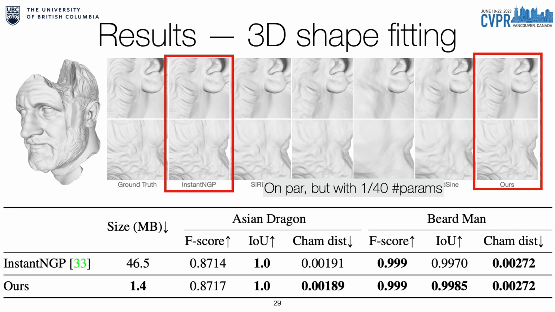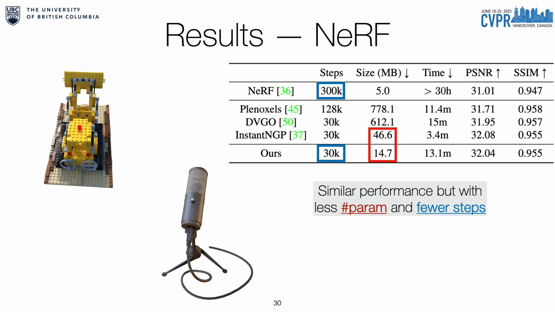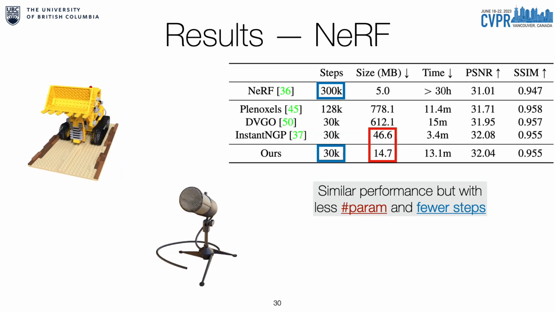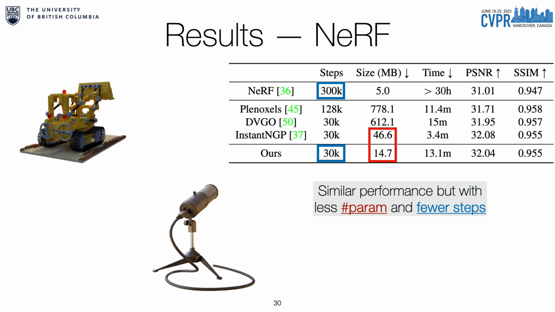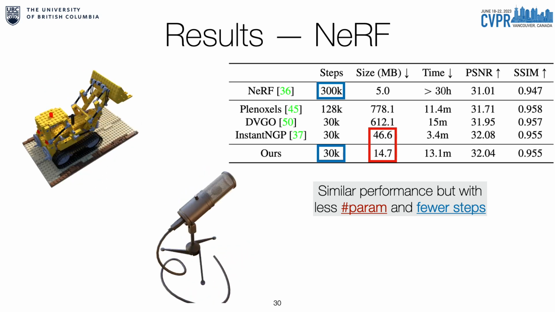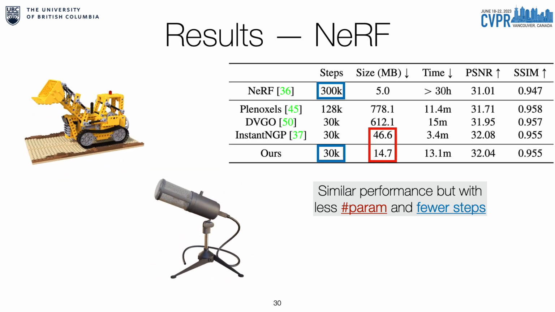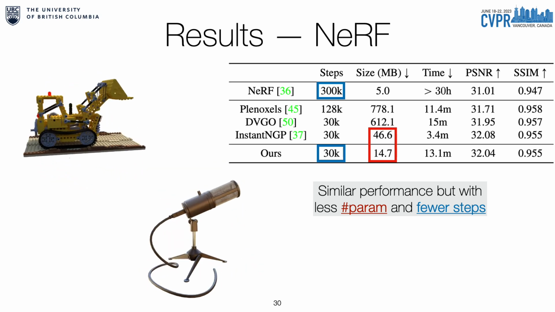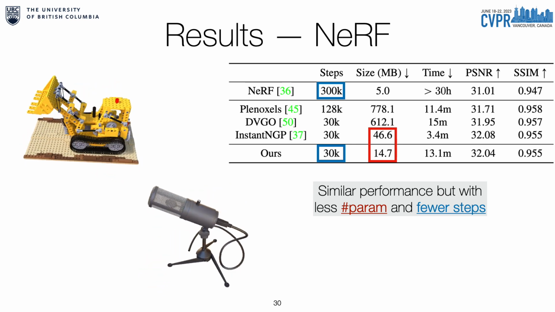For 3D shape fitting, our method can achieve on-par geometry detail reconstruction with only about 3% of parameters. This can also be reflected by reporting the score comparisons. We can achieve similar scores in F-score, IOU, and chamfer distance. We also evaluate in the NeRF settings. Compared to the original NeRF, we reduce the iteration number to 10% and thus have faster training speed. For InstantNGP, we can achieve similar PSNR and SSIM scores with fewer parameters.